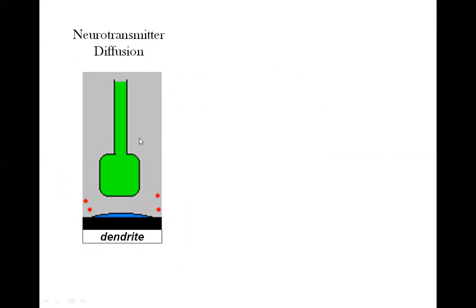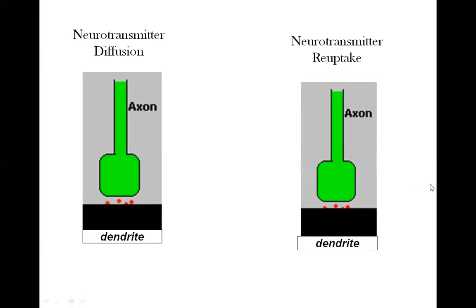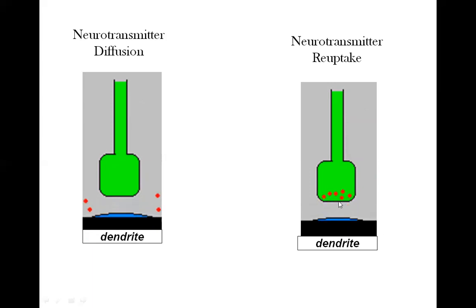This animation shows neurotransmitters being released by the axon, and then by diffusion, they cross over to the dendrites of the second neuron to deliver the message, to deliver the stimulation. The second animation shows a reuptake. Any free-floating neurotransmitters are taken back into the sending neuron to be recycled.